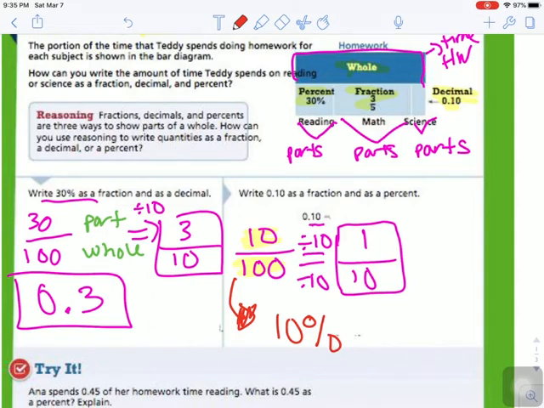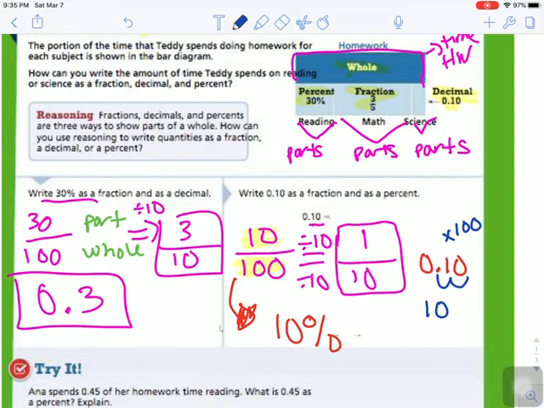Okay, the other way that you could look at it is whenever you have a decimal, to turn it into a percent, you just have to move the decimal place over to the right 2 times. So if we were to move this over 2 times, you would get 10. And the reason we move it over twice is because we are multiplying by 100.